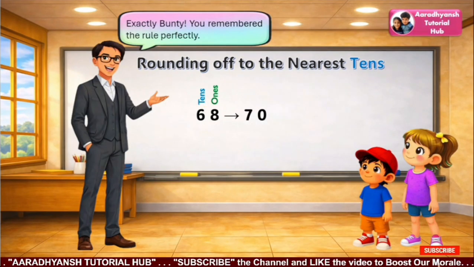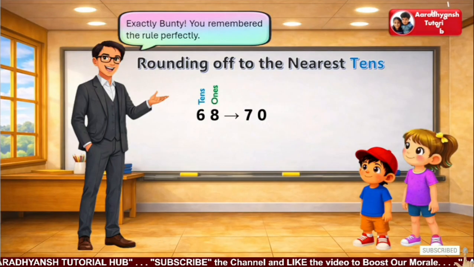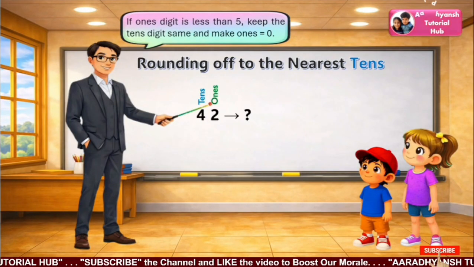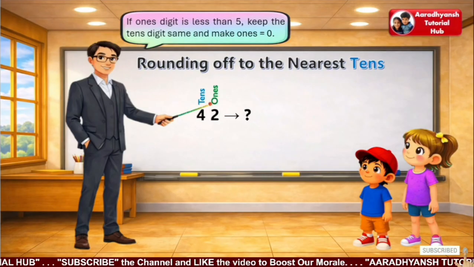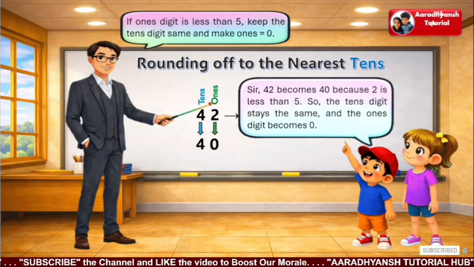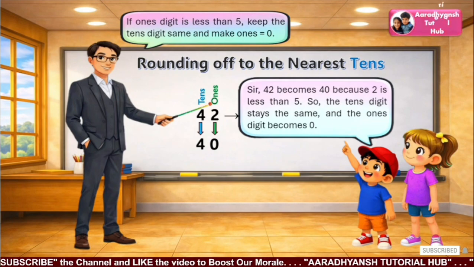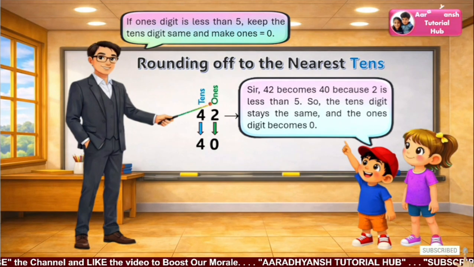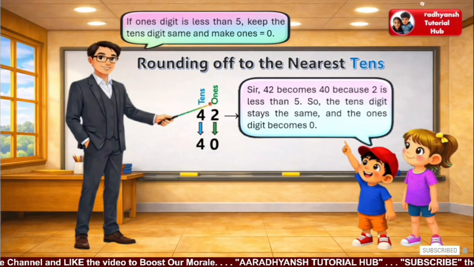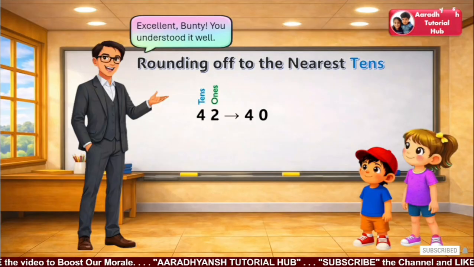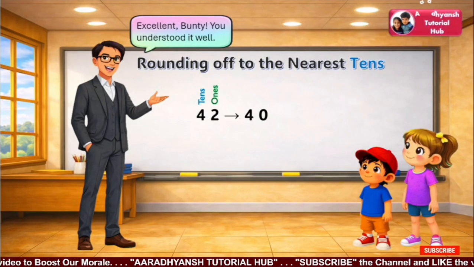Exactly, Bunty. You remember the rule perfectly. If ones digit is less than 5, keep the tens digit same and make ones 0. Sir, 42 becomes 40 because 2 is less than 5. So, the tens digit stays the same and the ones digit becomes 0. Excellent, Bunty. You understood it well.